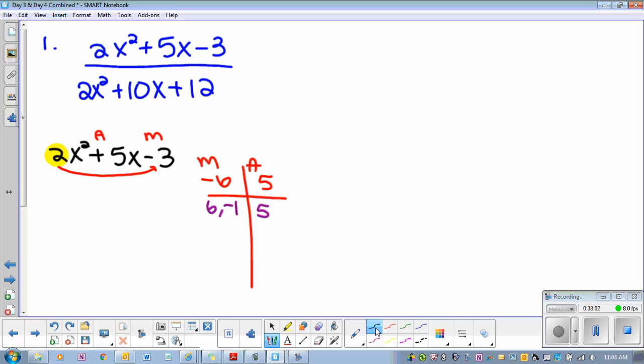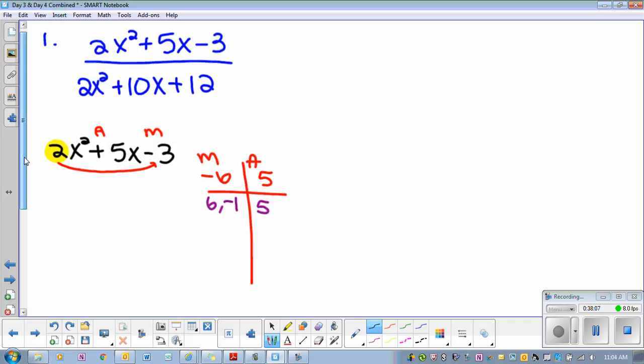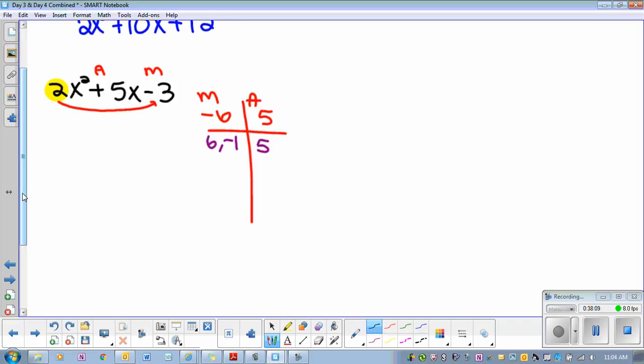All right. So guys, remember, whenever you do the swing way, 6 and negative 1 replaces the 5x. You have to bring down the first, so it's 2x squared. Bring down the last, so it's minus 3. And the one in the middle, plus 5x, you rewrite using the 2 numbers that you found. So you could say plus 6x minus 1x, or you could flip it and say minus 1x plus 6x. The order doesn't matter.